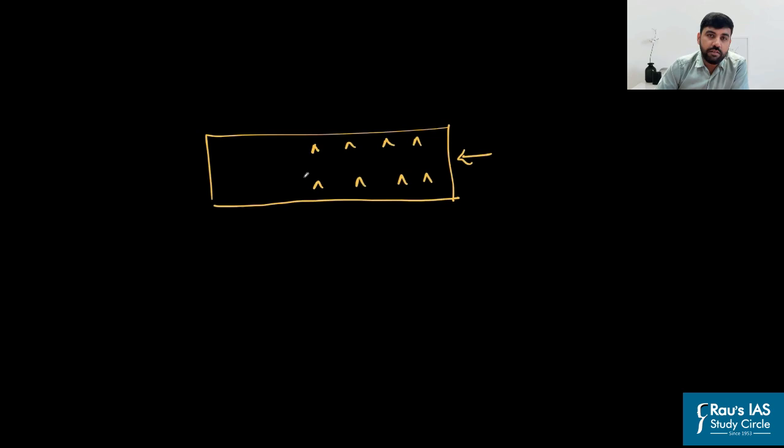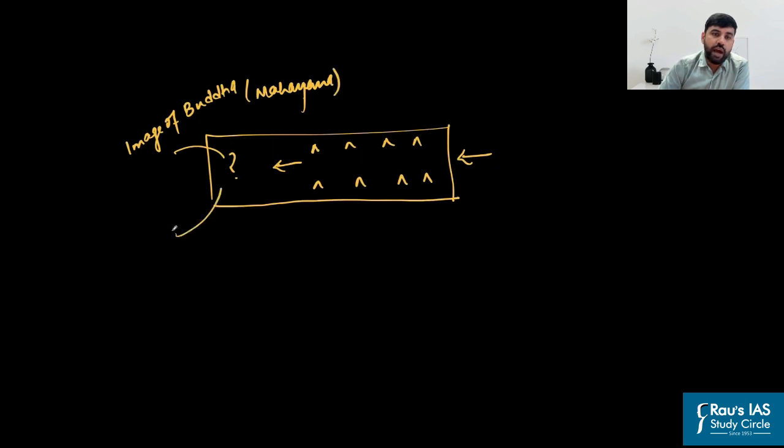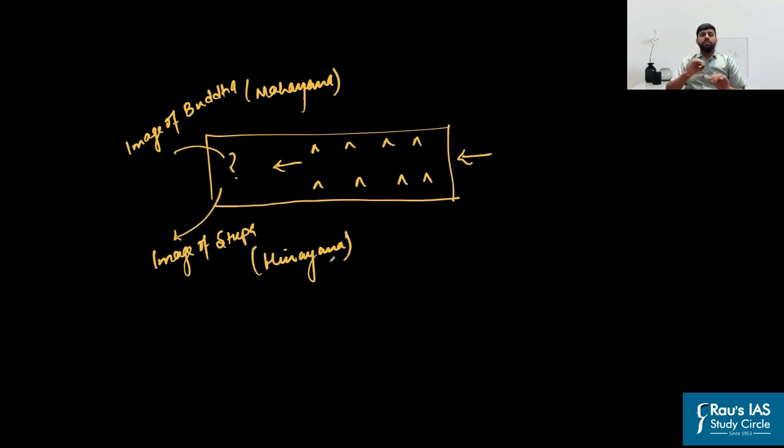Now, they must be facing someone. So they are facing this side. Now, what is there on this side? If you have an image of Buddha, it is Mahayana. It is a Mahayana Chaitya. If you have an image of a Stupa, it is Hinayana. That's the only difference you need to understand. Only this one. Got the point?